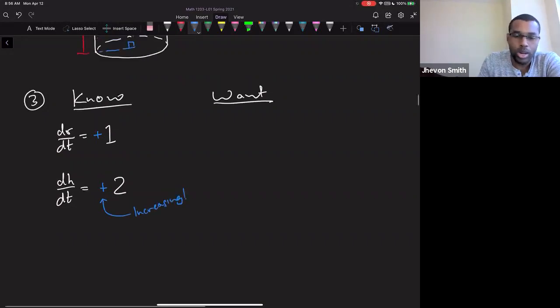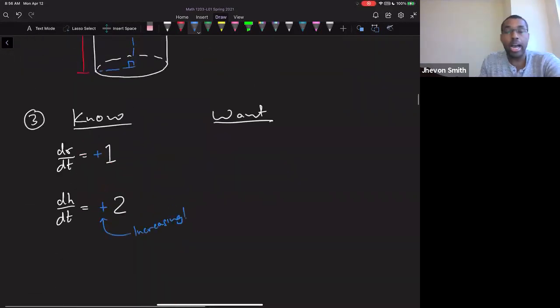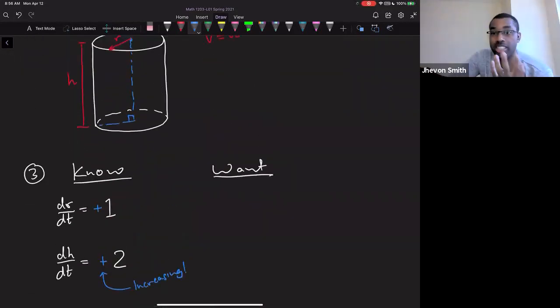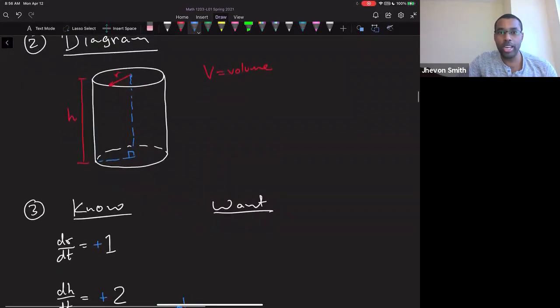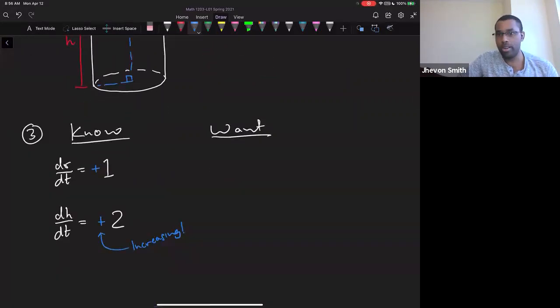That is why you read. You need to pay very close attention to how things are changing, not only what things are changing, but how they're changing. Is it increasing? Is it decreasing? Because you're going to have to make a sign change. So you're reading very carefully, you're setting up your diagram, you're labeling it very carefully, and you're writing down what you know very carefully.